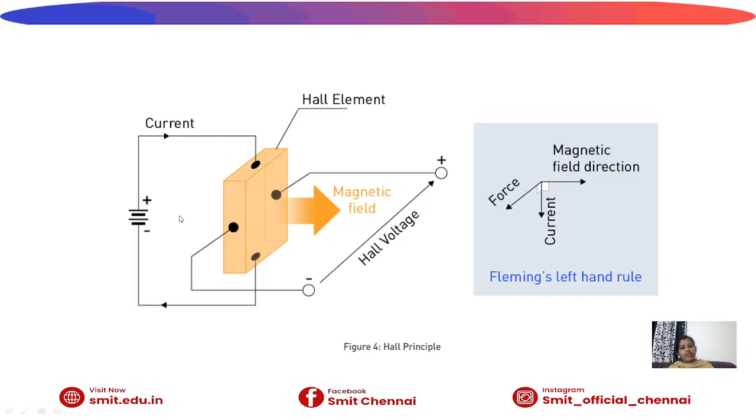Here is the current. We give the AC excitation here, and from this the magnetic field will be generated. When we give the AC current, it generates the magnetic field, and we can measure the Hall voltage in terms of EMF. Here is the output voltage. The principle is Fleming's left hand rule.